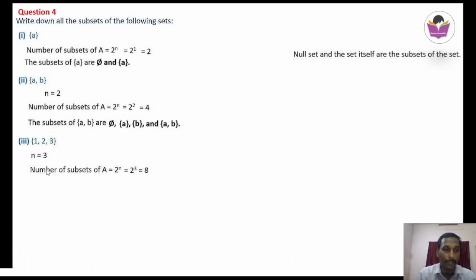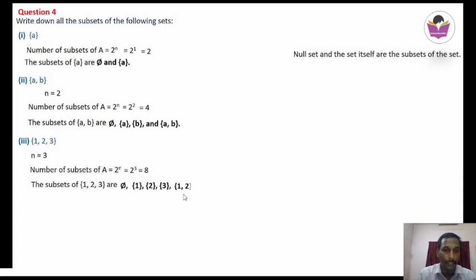So there should be an order you have to possess. Okay. So the subsets of set {1, 2, 3} are, first of all, we will start with the null set. The null set is written. Then individual elements we can take from set {1, 2, 3}. Each element is a subset: set of 1, set of 2, set of 3.